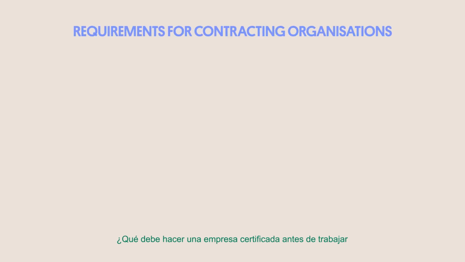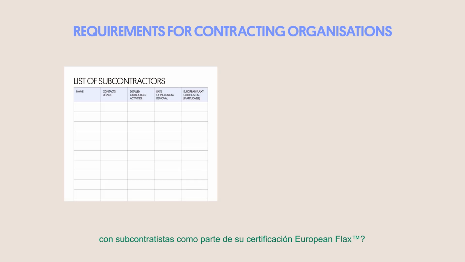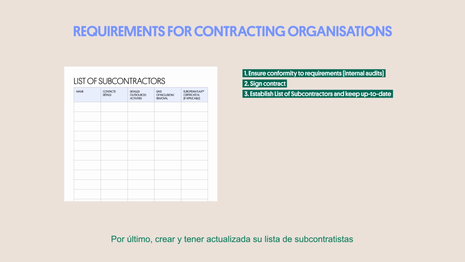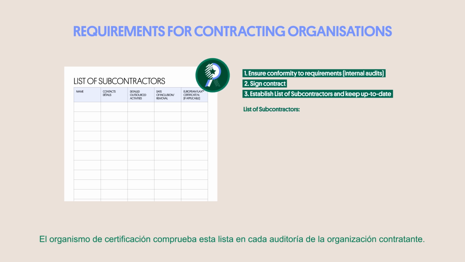What should a certified company do before working with subcontractors under their European Flax certificate? The organization shall, first, ensure the conformity of their subcontractors to the criteria we have just seen by performing internal audits. Then, sign a contract with them. Finally, they must establish and keep up to date their list of subcontractors for their next audits with Bureau Veritas. This list is verified by the certification body during each audit of the contracting organization.